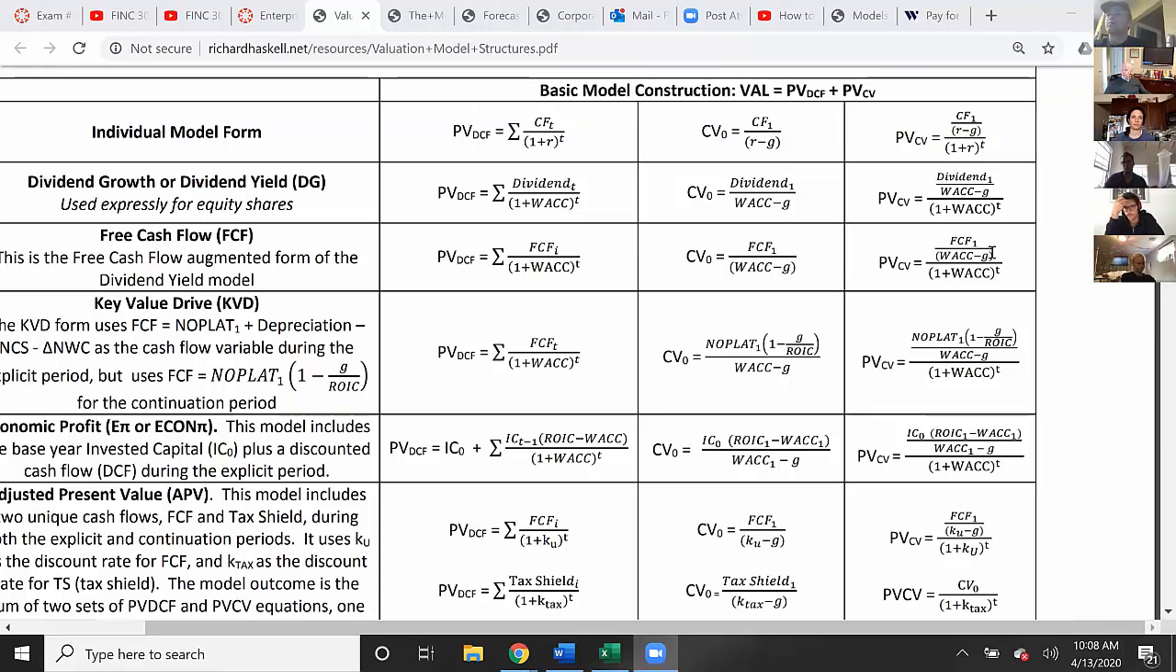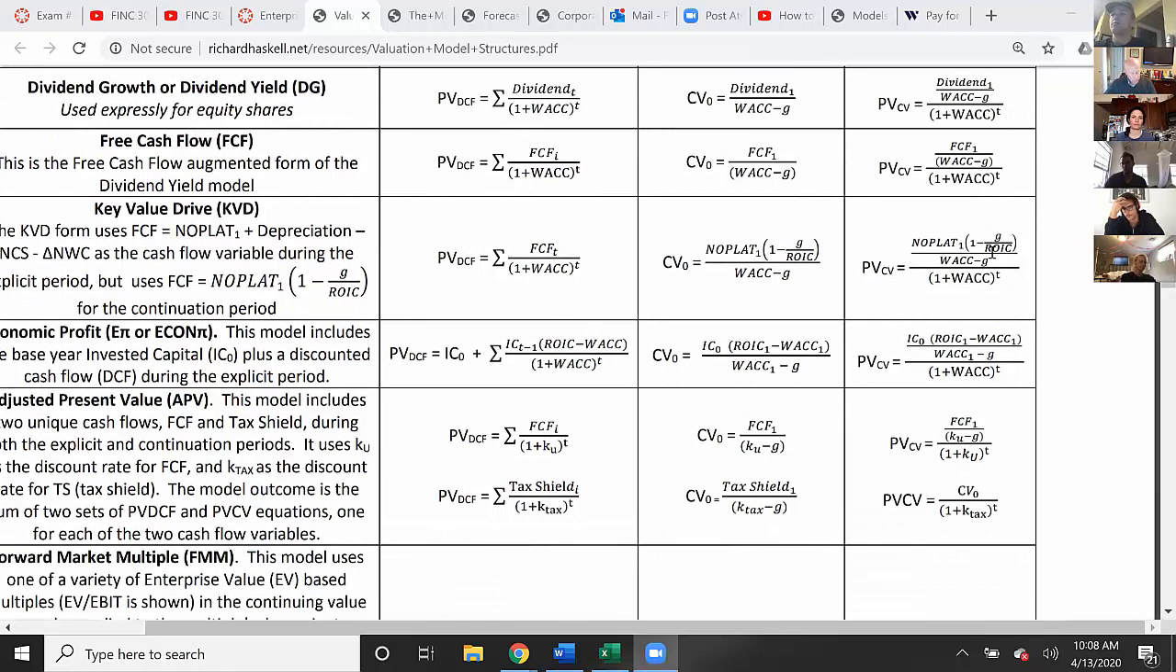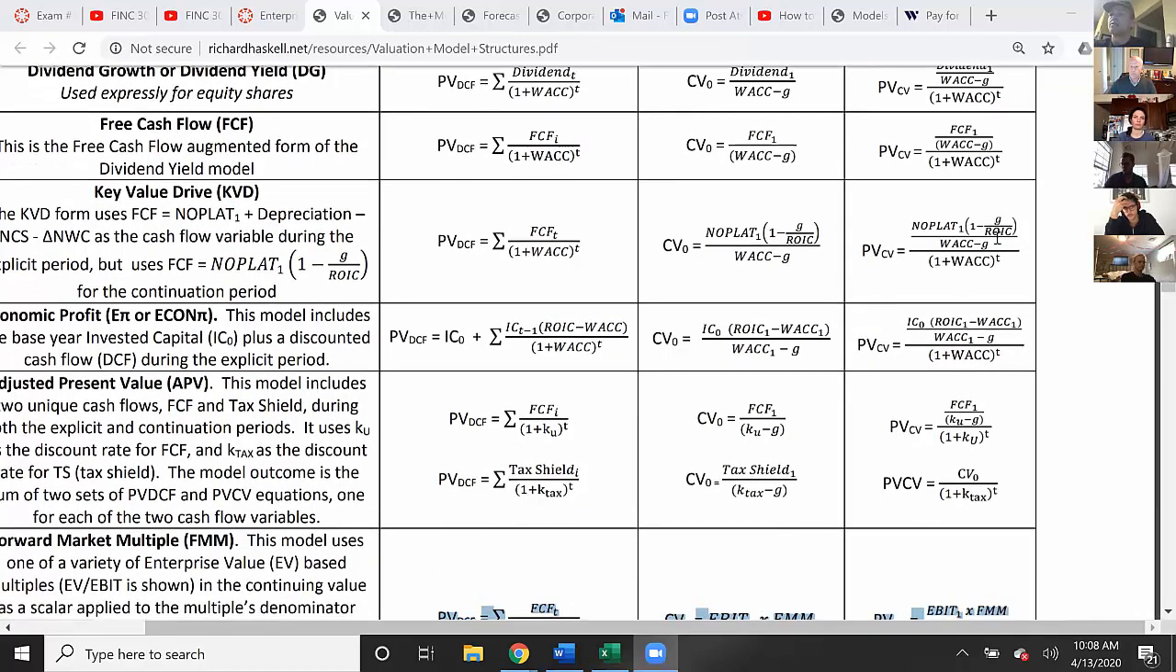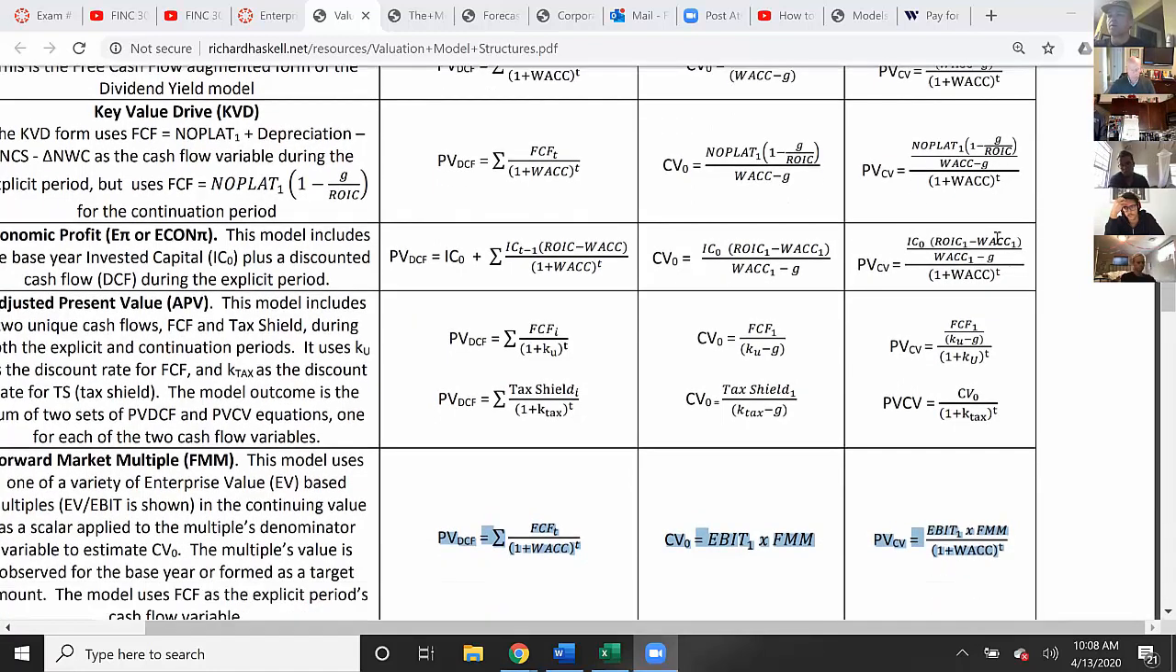And the reason why we might use the FMM model is that if we are in a situation where we have a WACC that is less than our G, so then we have a negative value for that, and our results can kind of come out different depending on what it is, compared to the FMM equation down here. We're just using the multiple of FMM, which is EV divided by EBIT, and multiplying that by EBIT.